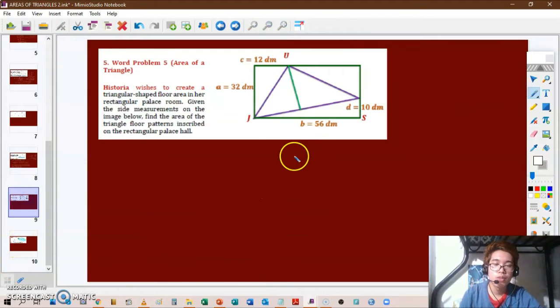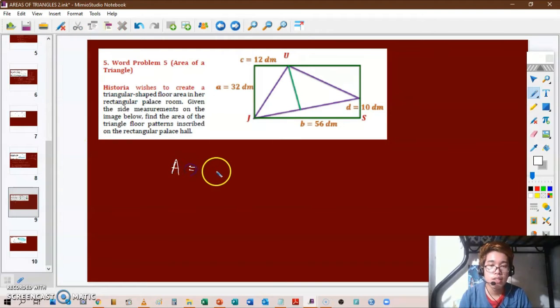Okay, so let's try to solve for the area of this triangle. Historia wishes to create a triangular shaped floor area in her rectangular room palace. Given the side measurements on the image on the right, find the area of the triangular floor pattern inscribed on the rectangular palace hall. Since it's inscribed in the rectangular palace hall and we don't know the dimensions of the triangle itself, we just know the dimensions of the rectangle, we can use this formula.